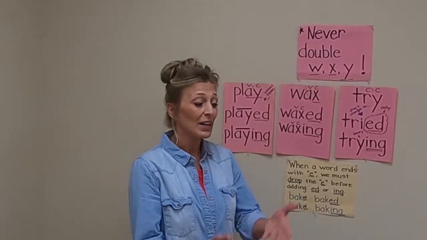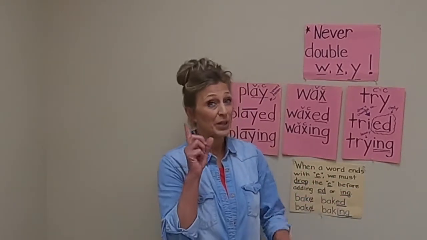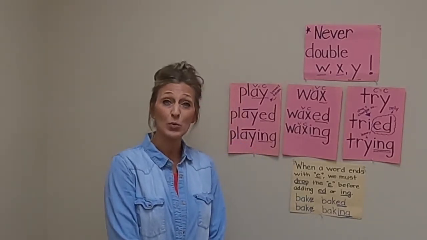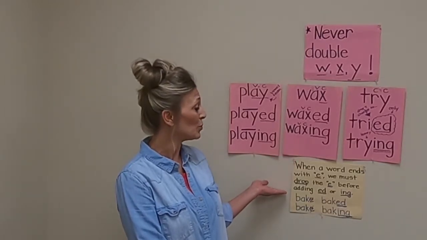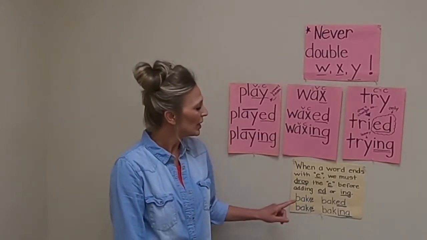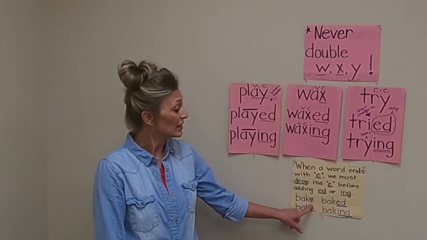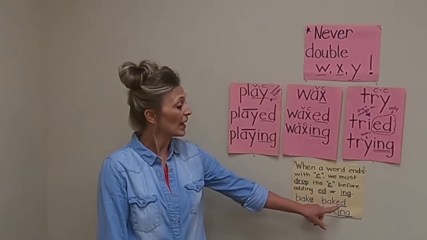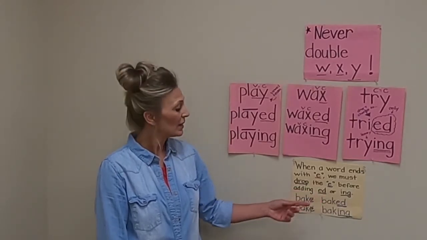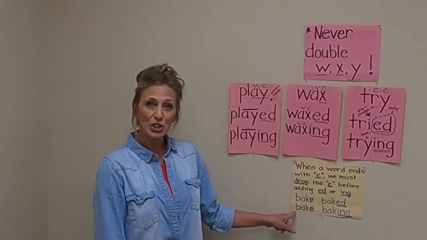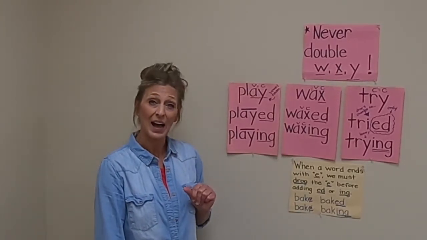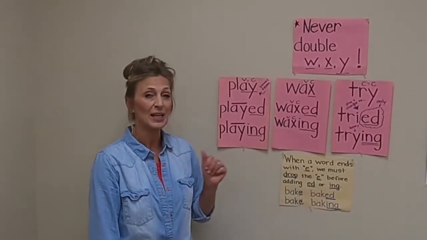Now, in first grade, that is really all that we do. But you second and third graders, you are going to do a little bit more. When a word ends with an E, you must drop the E before you add ED or ING. For example, if the word is bake, it ends with an E. So we drop the E and then we add back on the ED. And bake becomes baked. When we're adding ING to a word that ends with E, we drop the E and add ING. And my new word is baking.